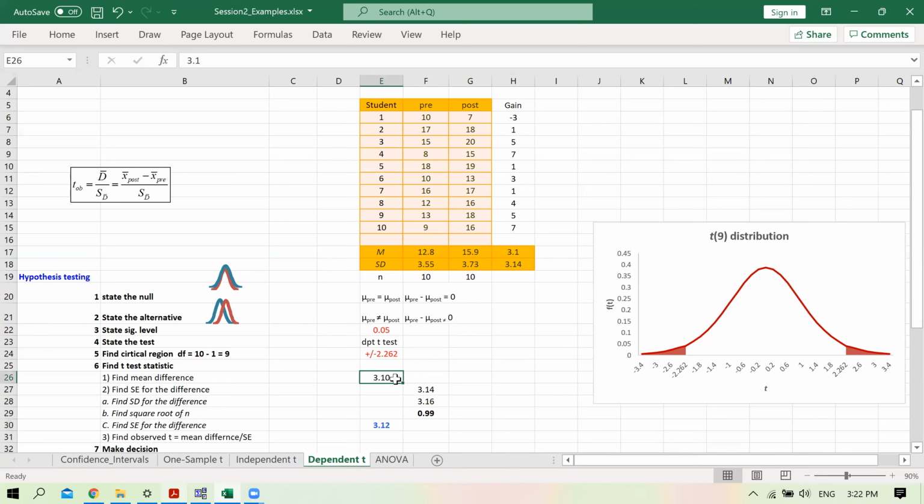Yeah, so the mean difference is 3.1, and the standard error is 1. So we can see that the mean difference in terms of standard error units is 3.1, which is larger than 2.26, and so falls into the shaded area.